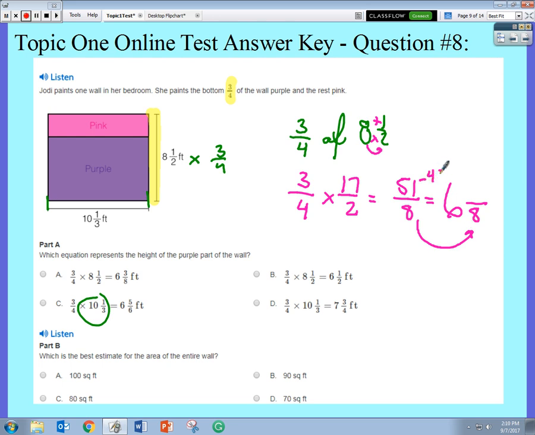Well, I need to group things. I need to group 51 in groups of 8. Well, I have some left over that don't make a full group, so 51 minus 48 gives me 3. A is the correct answer.